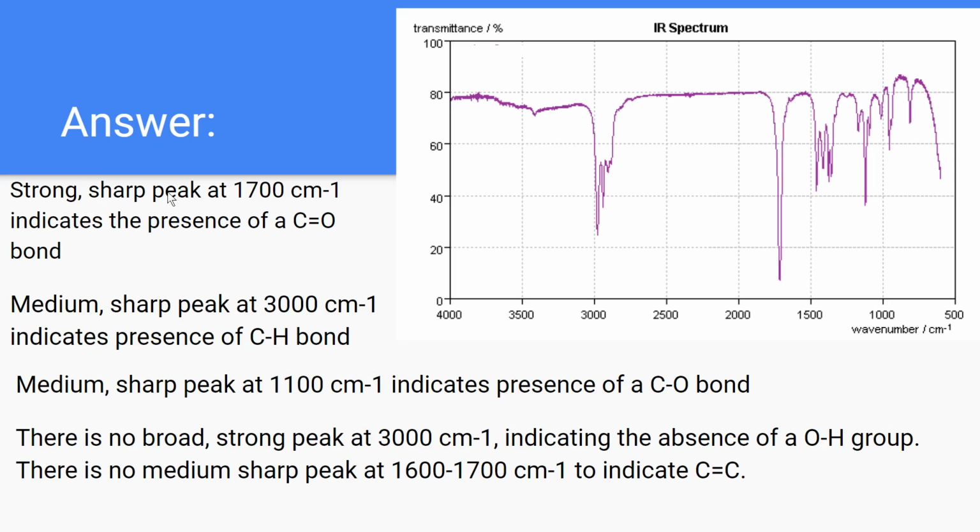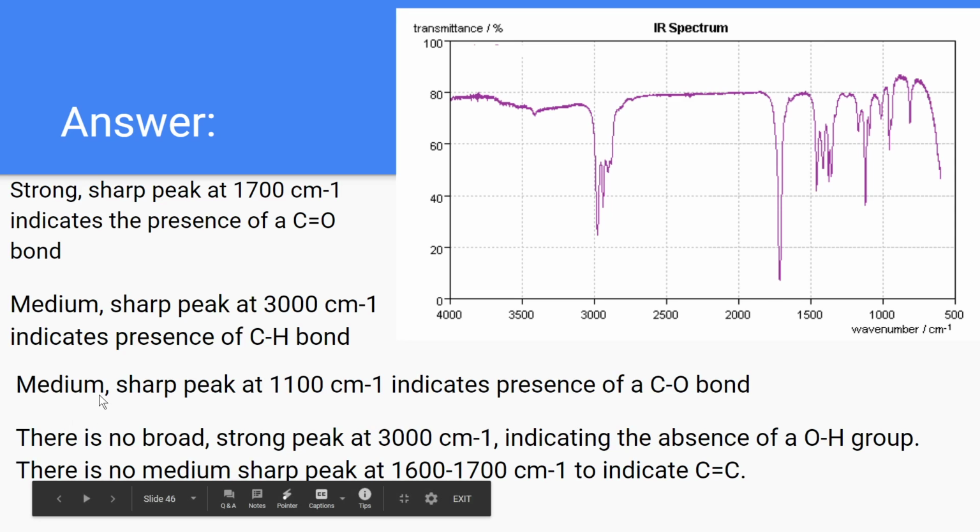You've got a strong, sharp peak at 1700 wave number, indicating the presence of a carbon double bonded to an oxygen. You've got medium, sharp peaks at 3000, indicating presence of carbon-hydrogen bonds. The medium, sharp peak at 1100, which is this one, indicates presence of a carbon-oxygen bond. So that's all the evidence that is on this IR spectrum.